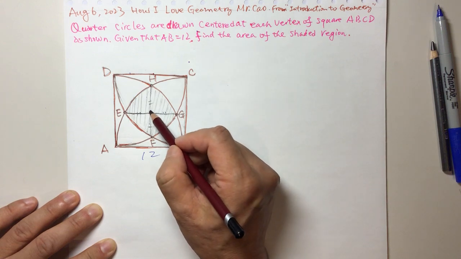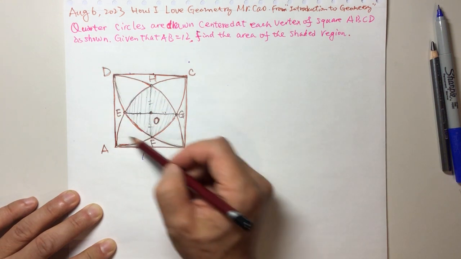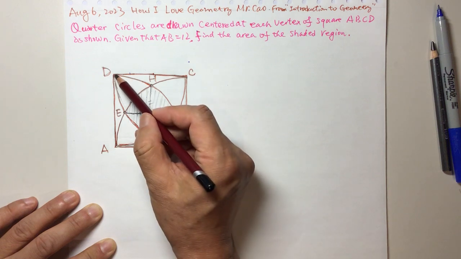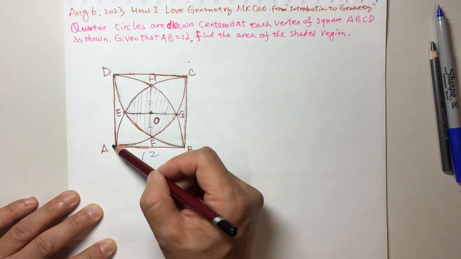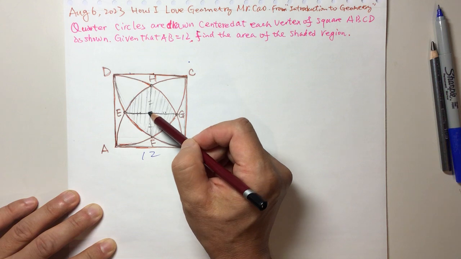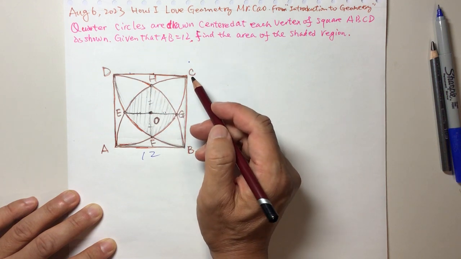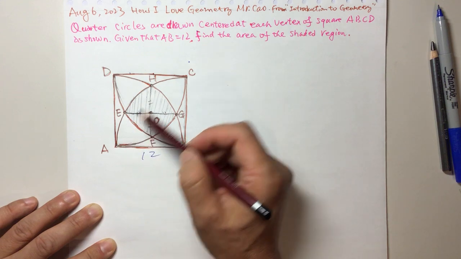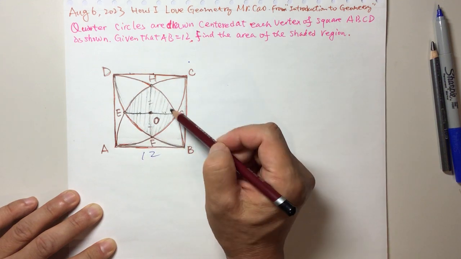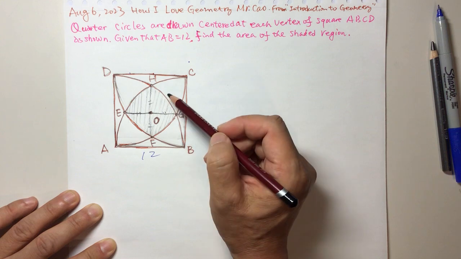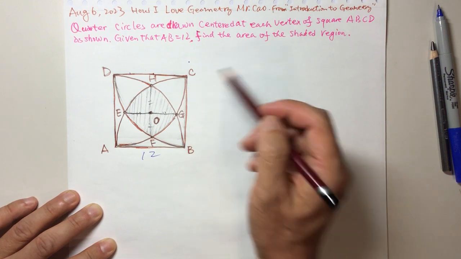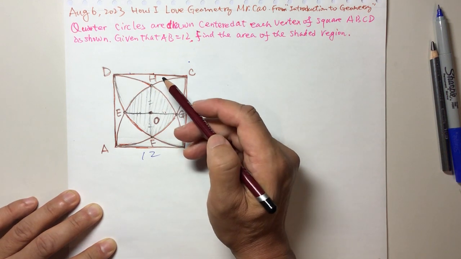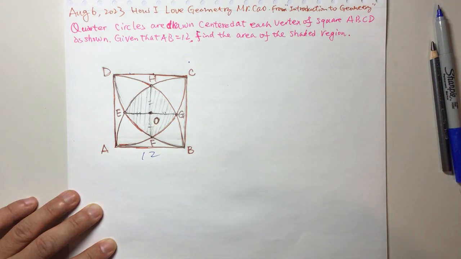Of course, O is the center of the square ABCD. It means the diagonals meet at the center of the square. So for example, we just find the area of this part, HGO, right? Then times 4. We just need to find this one.